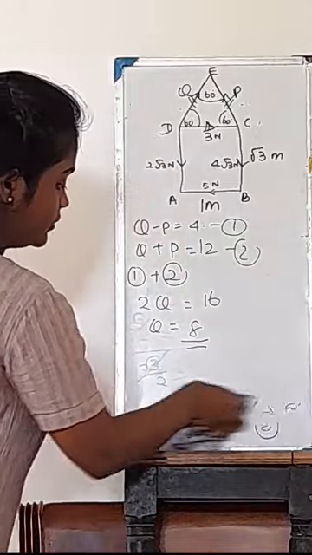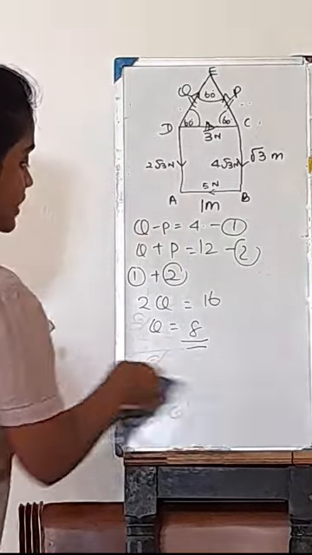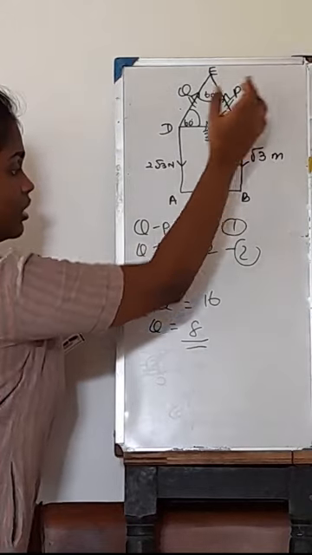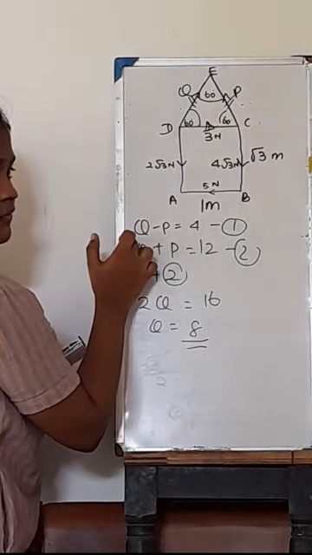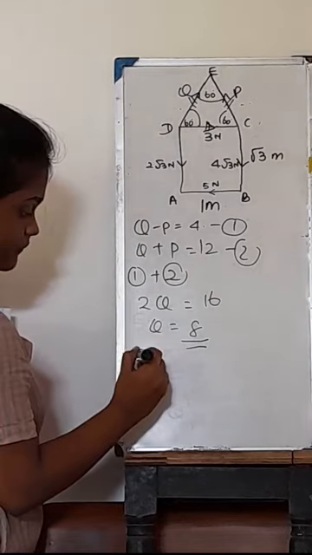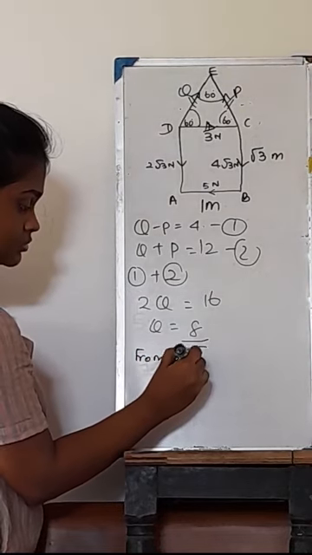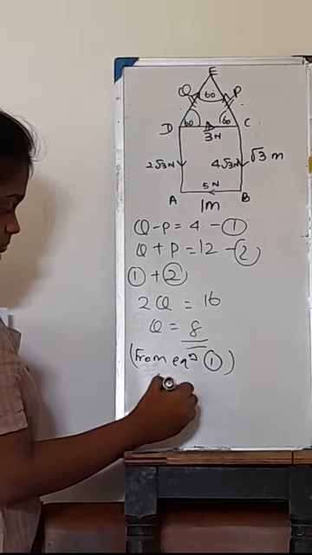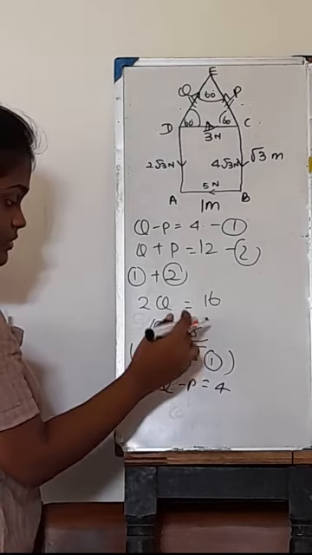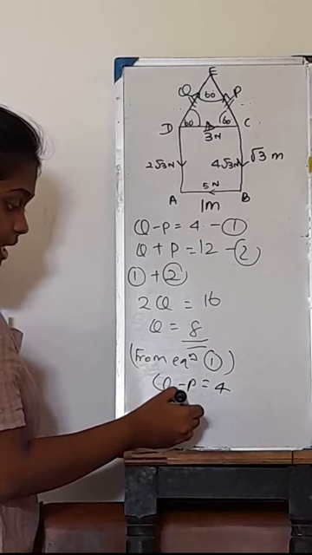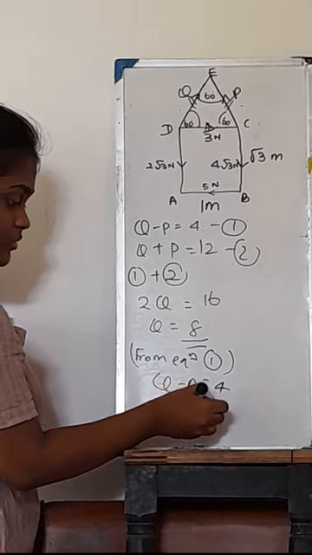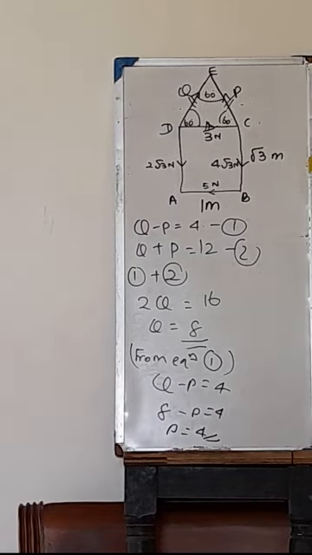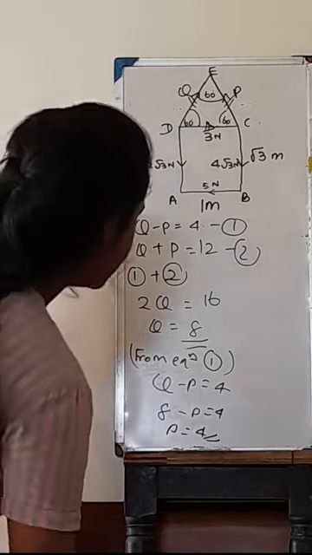Next we have to show the value of P. We can substitute Q equals 8 into the first equation. So I'll write from equation 1, Q minus P equals 4, Q equals 8, 8 minus P equals 4, P equals 4. Right? So the first part is done.